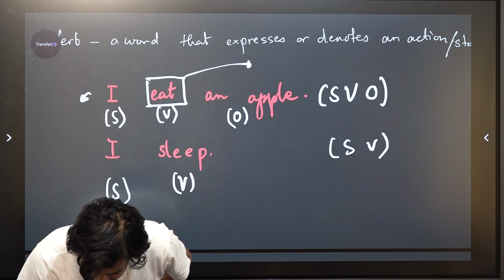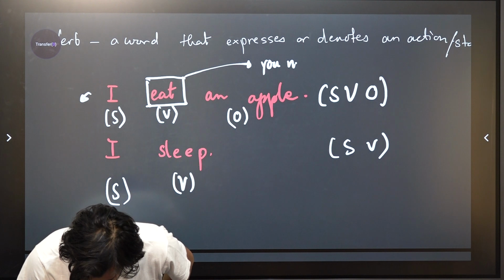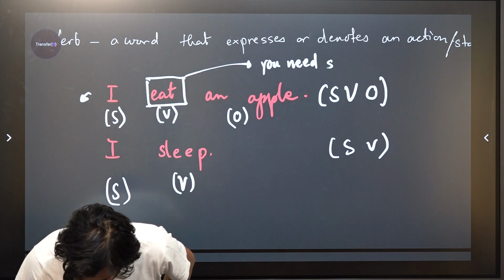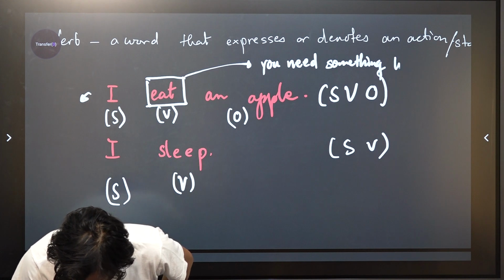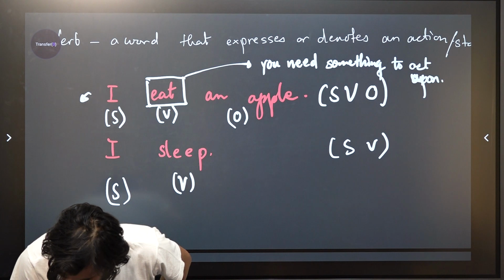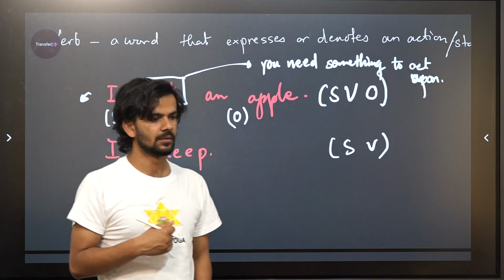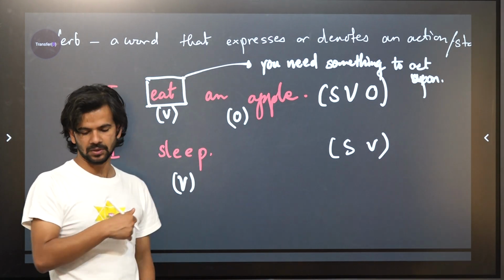Here, eat is a verb where you feel that you need something to act upon. You have to act upon something, right? You need to act upon something.